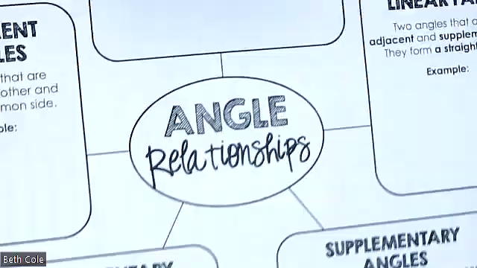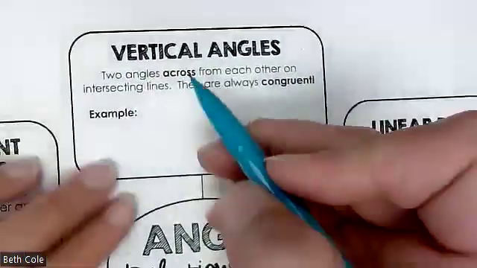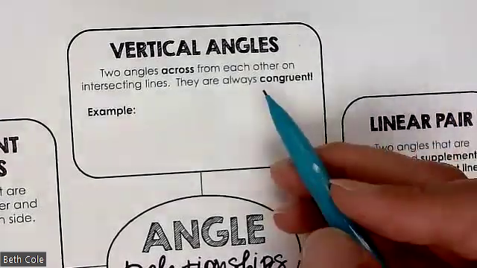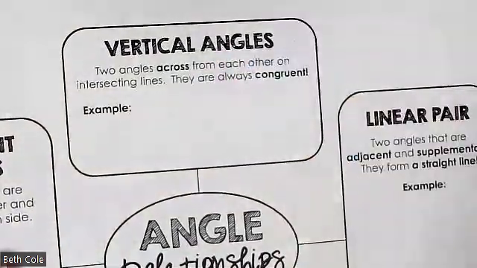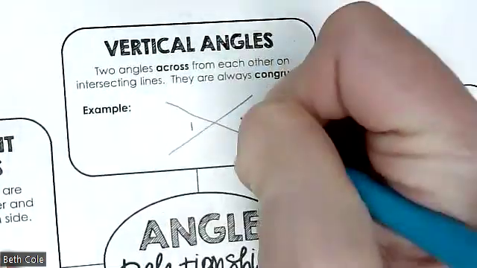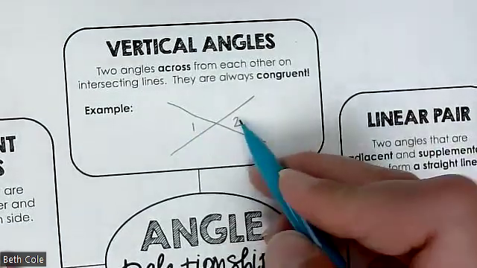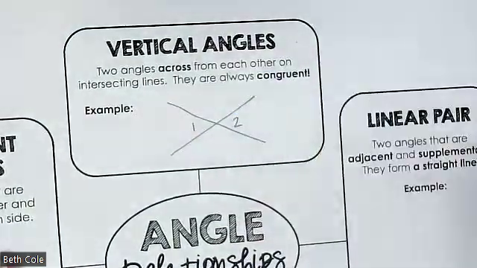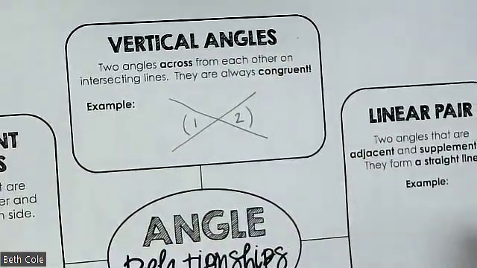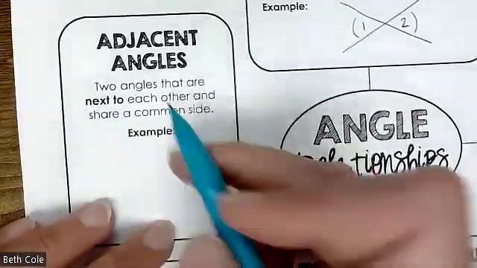All right, so turning to the side here, we have other types of angles besides acute, obtuse, and right. Vertical angles are two angles across from each other on intersecting lines, and they are always congruent, which means they equal each other. So basically, if you draw a big old X, I call this angle 1 and this angle 2, those are vertical angles. They just go across from each other. These two would also be vertical angles. If they make an X, the two across from each other are going to be vertical angles and they are congruent.